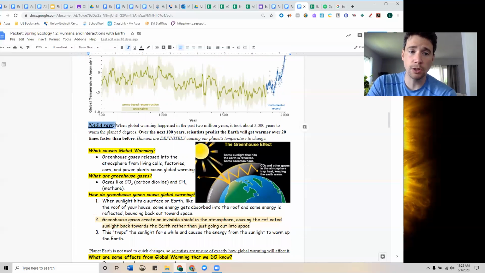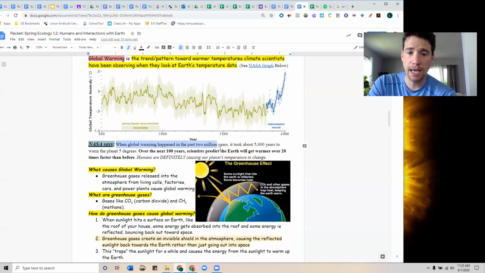So NASA says when global warming happened in the past 2 million years, it took 5,000 years to warm the planet 5 degrees. So it takes 5,000 years to increase the temperature of the Earth about 5 degrees. Over the next 100 years, scientists predict the Earth is going to get warmer 20 times faster.